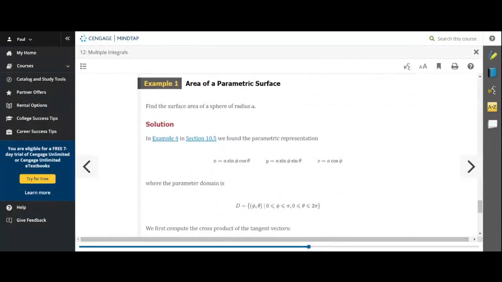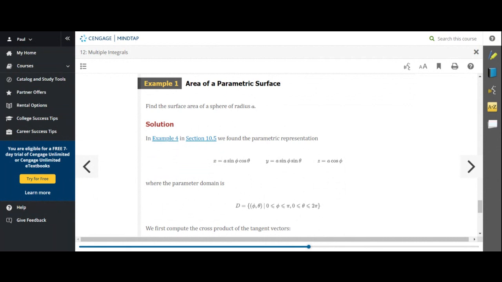So in example one, they want you to find the area of a sphere of radius a. Of course, finding the parametric representation for the sphere is necessary. And we know that if we have x, y, and z defined that way, where you have angles theta and phi and radius a, that's a parameterization that we can use.